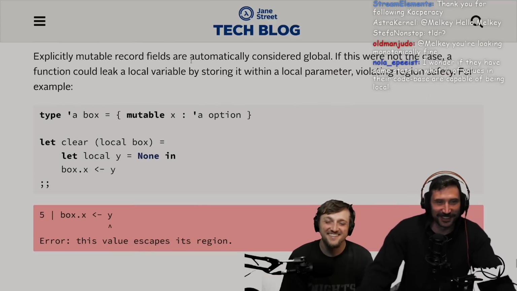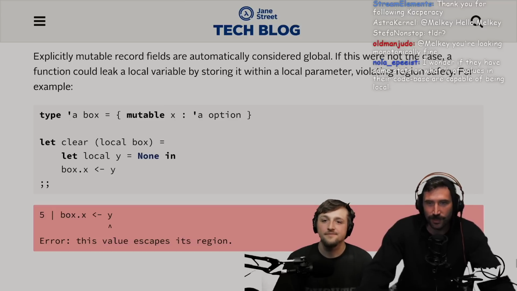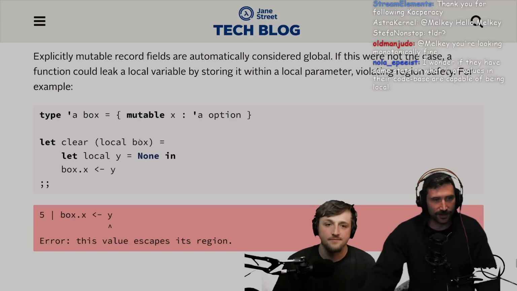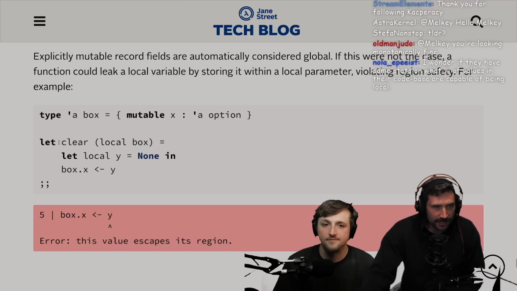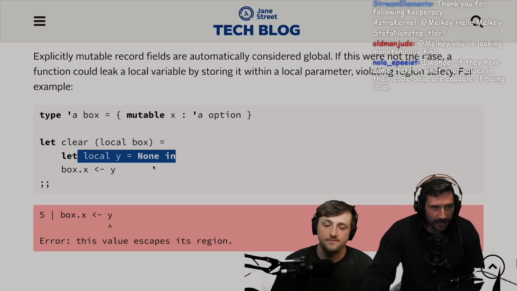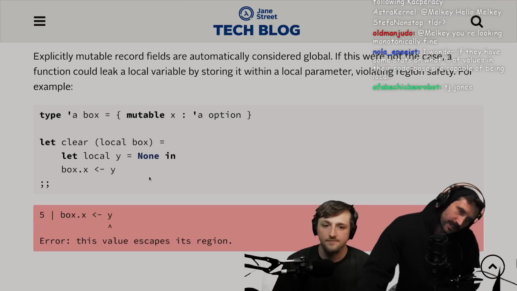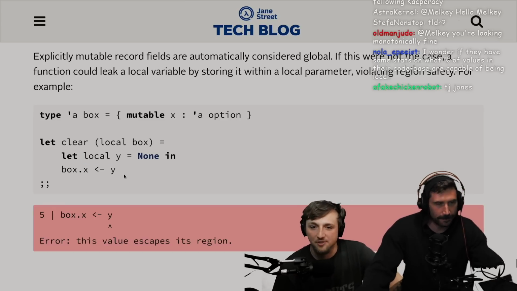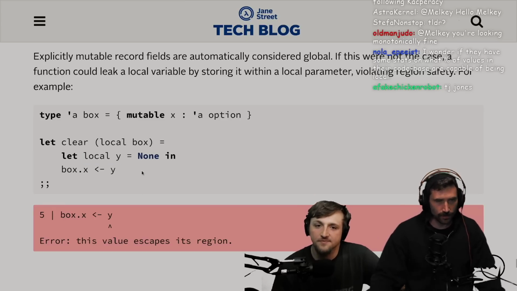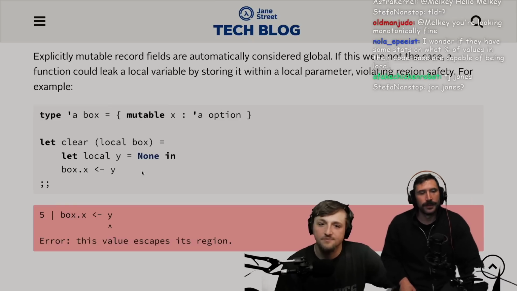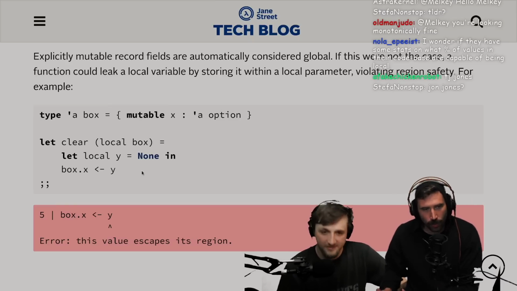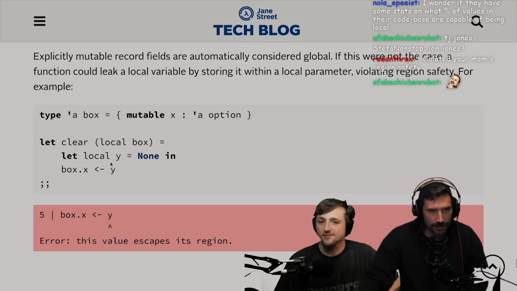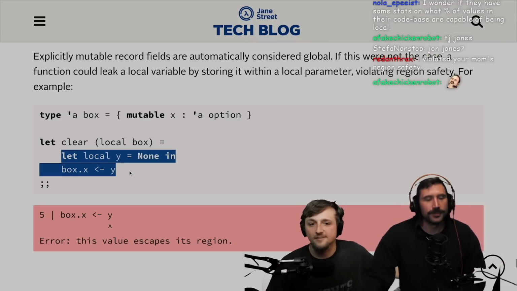Explicitly mutable record fields are automatically considered global. If this were not the case, a function could leak a local variable by storing it with a local parameter, violating region safety. For example, we have a mutable x, option this, clear local box, local y, none in this. Okay, so I don't quite get this. Fields can be mutable or not mutable in OCaml. You set it at the field level. They said x is mutable, right? And then we assign a local y into a local box, but they're at different levels. Yes. So now the box is going to get the box, you're in trouble.